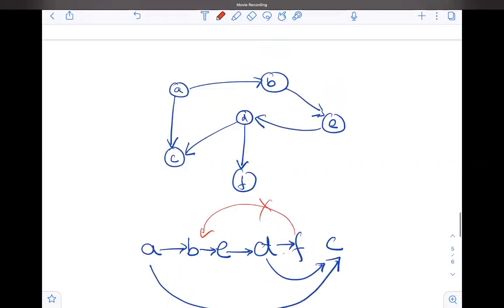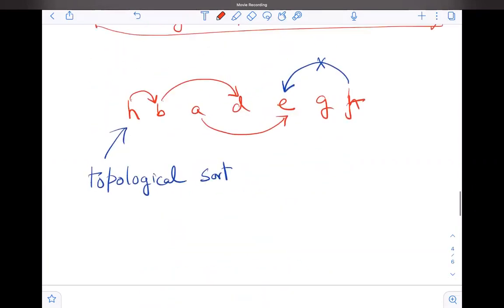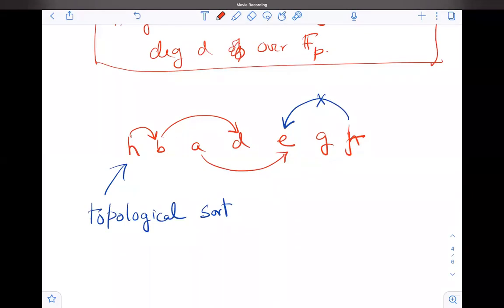Called topological sort. It might have some kind of geometric reasoning. Okay, some kind of... I don't know, honestly. Why is it? Okay, sir.